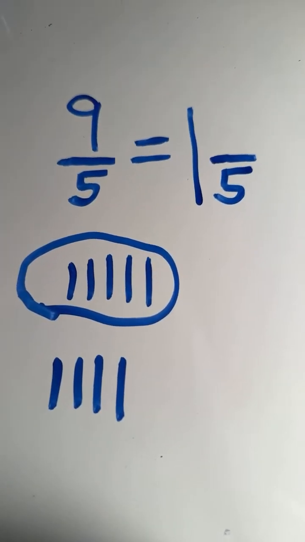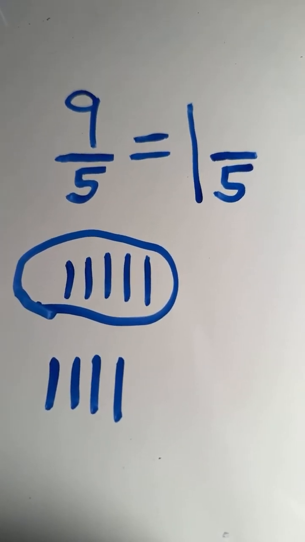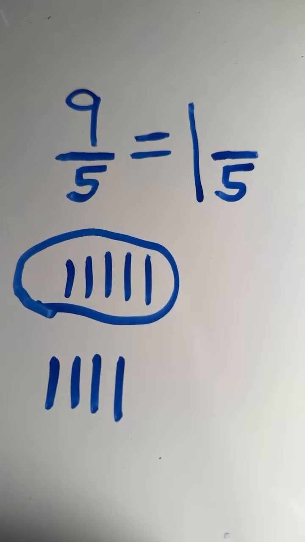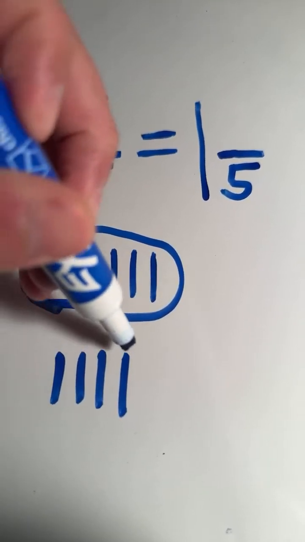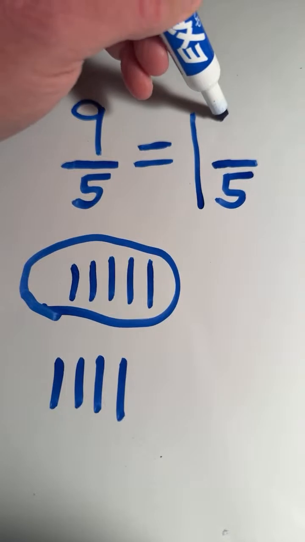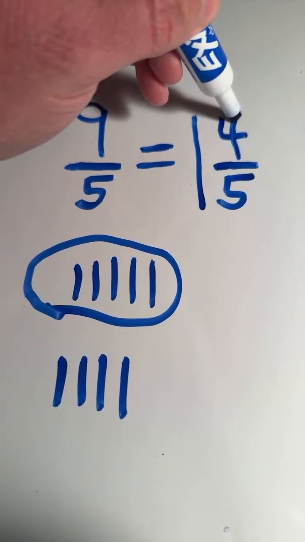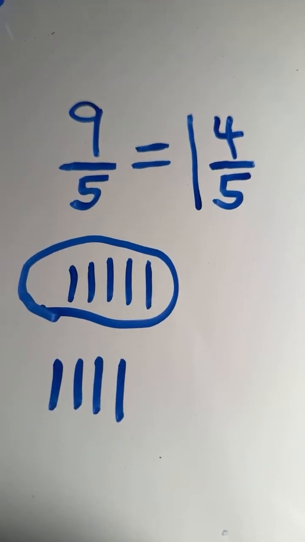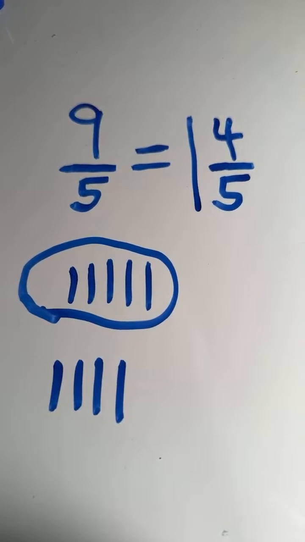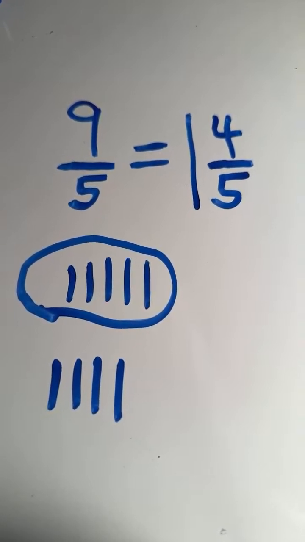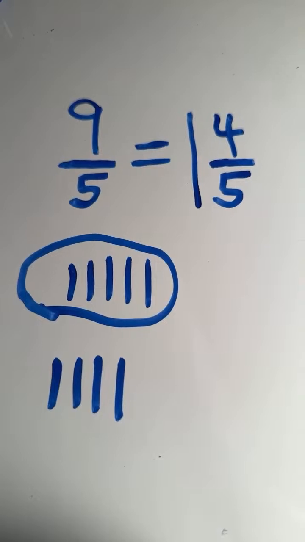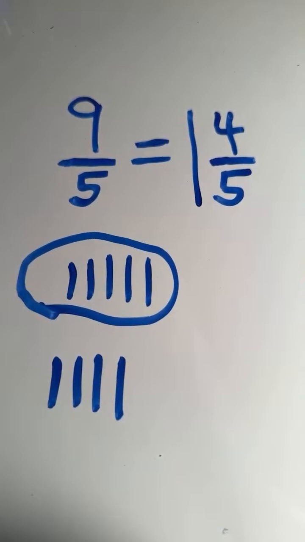So how many were remaining? We weren't able to get a second full group. What is our remainder? We have 1, 2, 3, 4 tallies remaining. So 4 is our remainder. Our remainder is our numerator. And we have our answer, 9/5 converted into a mixed number equals 1 4/5.